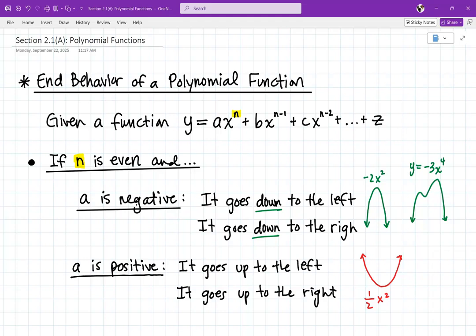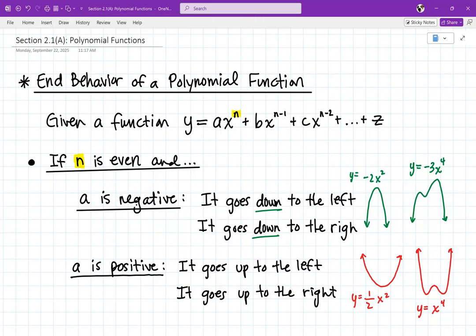If you had an x to the fourth function, it might look something like this. This right here is y equal to just x to the fourth. In front of the x, there's a 1. We don't see it, but it's a positive 1. So it would look something like that.